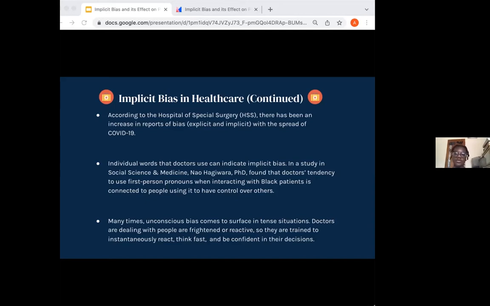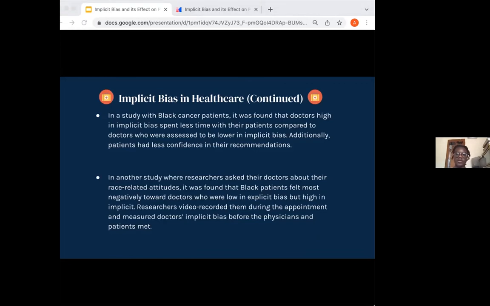Many times, implicit bias comes out in stressful situations or circumstances where people are multitasking. Doctors are dealing with people who are frightened and reactive, so they have to instantaneously react. So they're trained to think fast and be confident in their decisions. This leads to treatments prescribed on instant judgments, and internalized stereotypes surface.